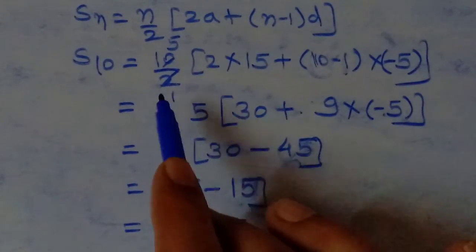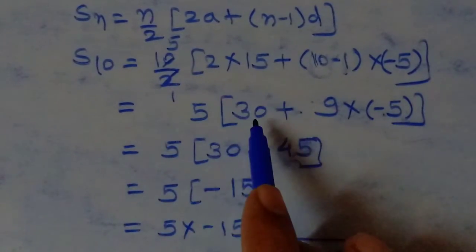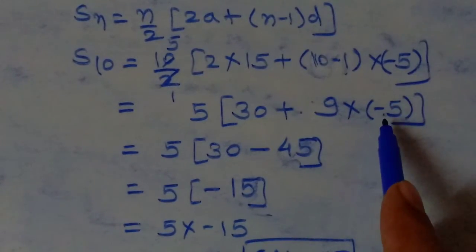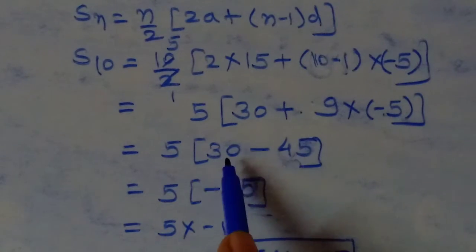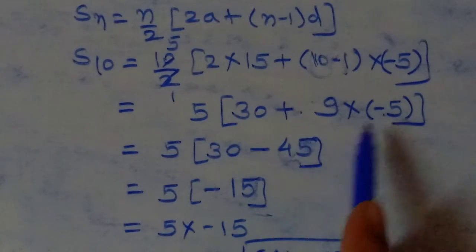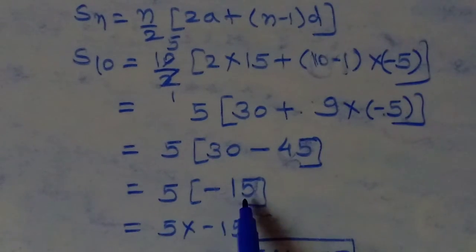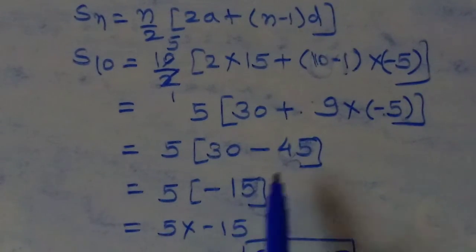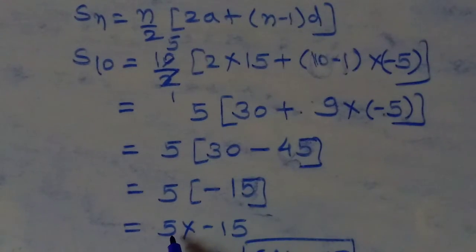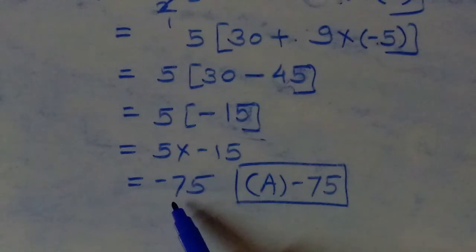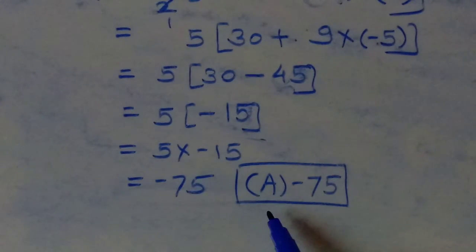Now, 5 as it is, 2 ones are 2, 5 twos are 10, 15 twos are 30, plus 10 minus 1 is 9, multiplied by minus 5. 5 as it is, 30, 9 fives are 45, so 30 minus 45 is minus 15. Then 5 into minus 15, 15 fives are 75, that is minus 75, and therefore your last answer is option A, minus 75.